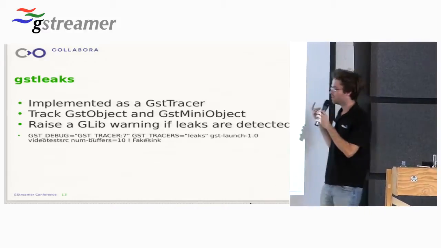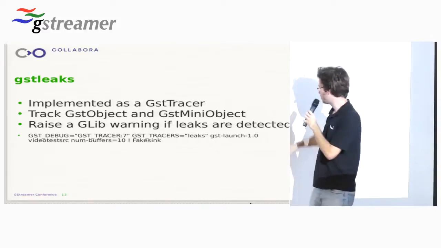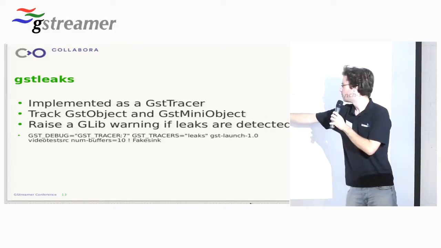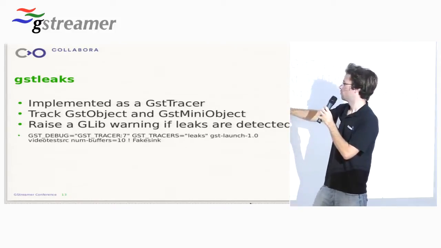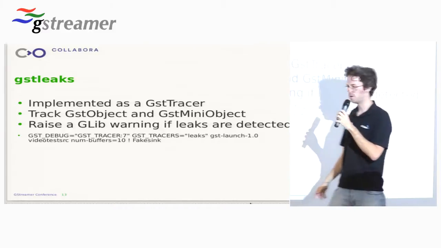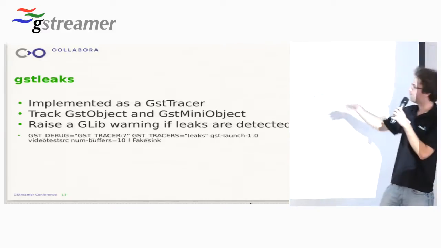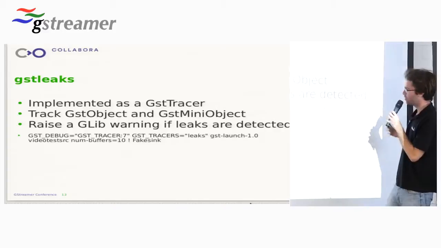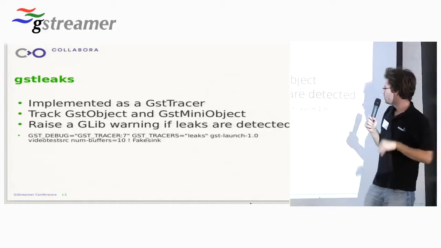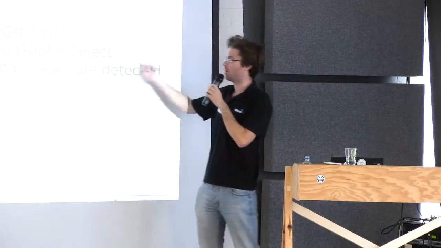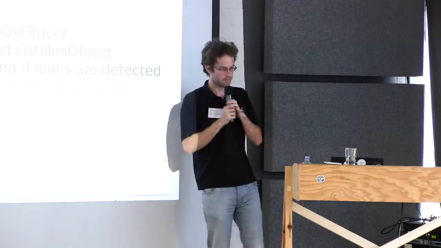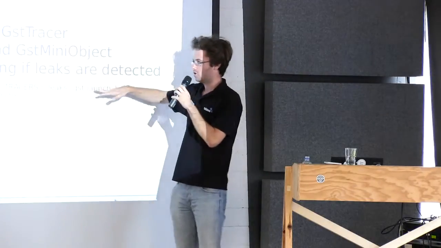It's a bit tricky to use at the moment because you have to say, I want to load the leaks tracer, I want to have the tracer debugging as well, so you can see actually what's being leaked. We are thinking about an easier way to do that, so hopefully it will be easier soon. And then you just launch your GStreamer application. It can be a gst-launch pipeline or whatever app you are using. Or you can just type make check, and it will run the whole test suite with that.